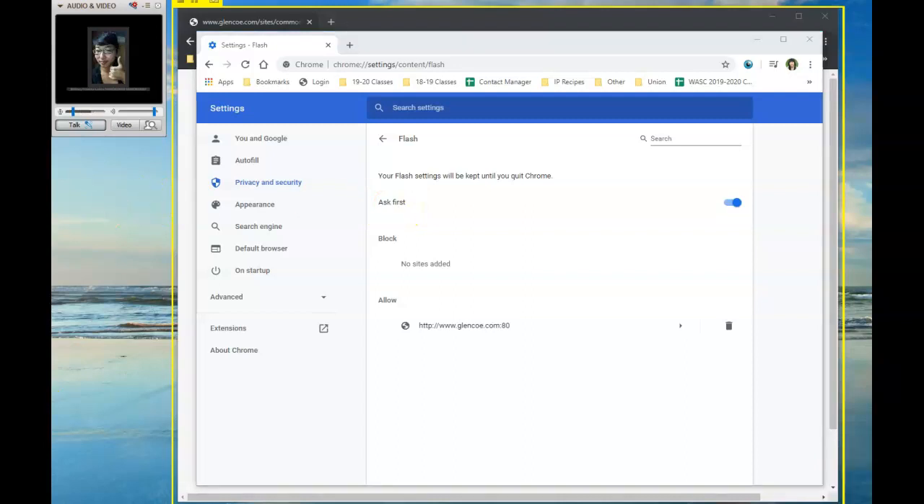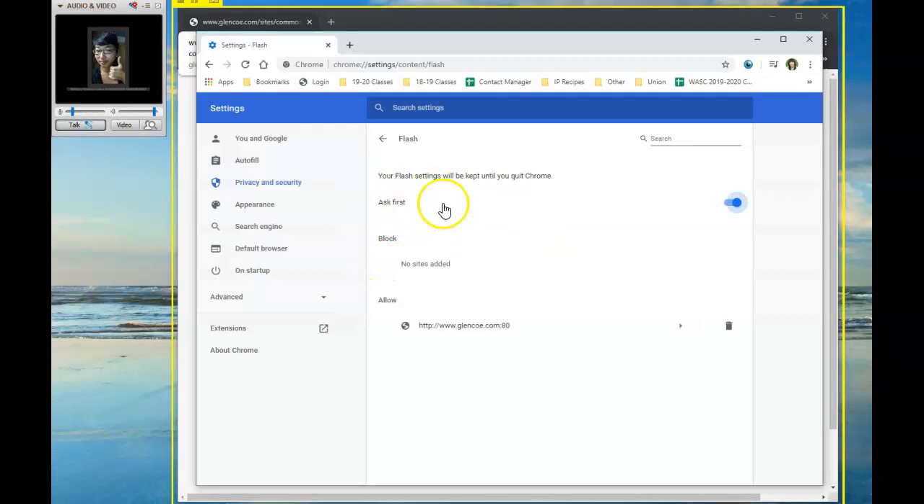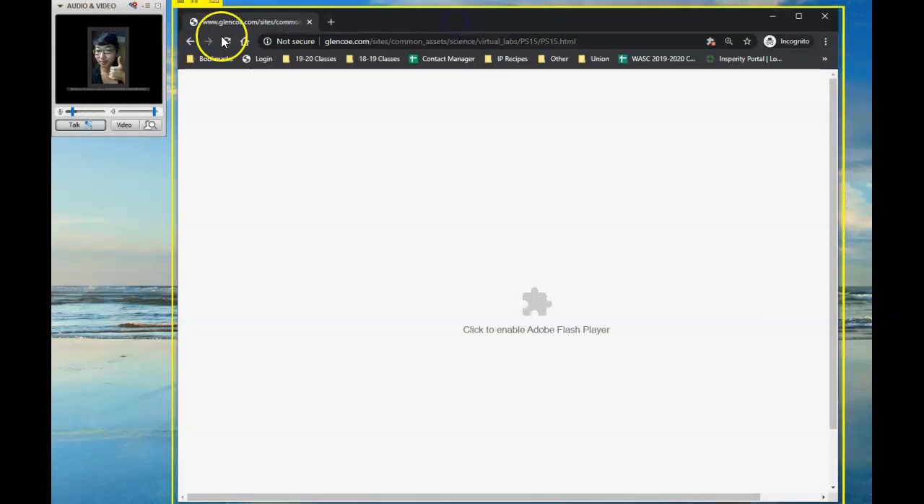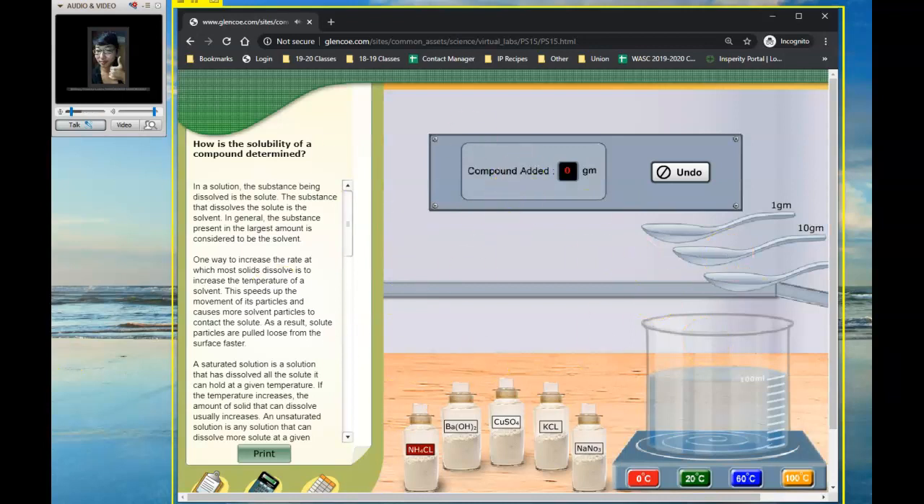How are we feeling so far? Go ahead in the chat box. Give me a smiley face if that makes sense. Again, you click the puzzle piece, you click Manage, and then on your other window, click the button so it says Ask First. Perfect. From there, now we can go back to our original website, refresh it, and right where it says click to enable Adobe Flash, I'll click on that. You can click Allow. Sorry, I guess I forgot that step. Click Allow. And now you should be able to see your website, okay?